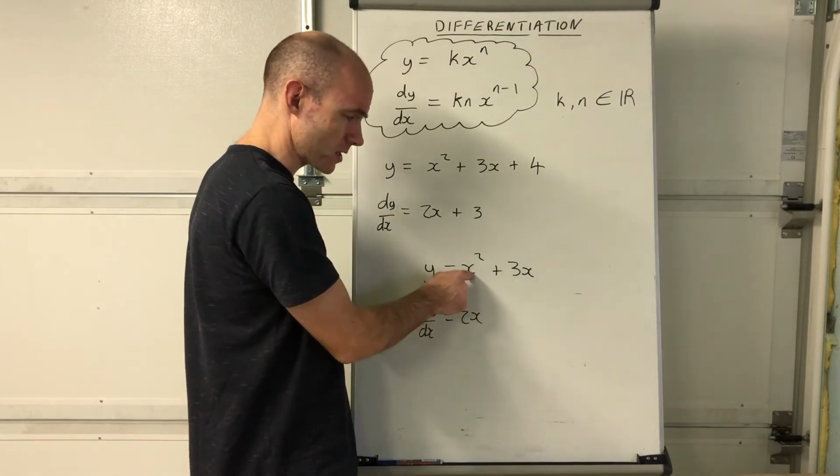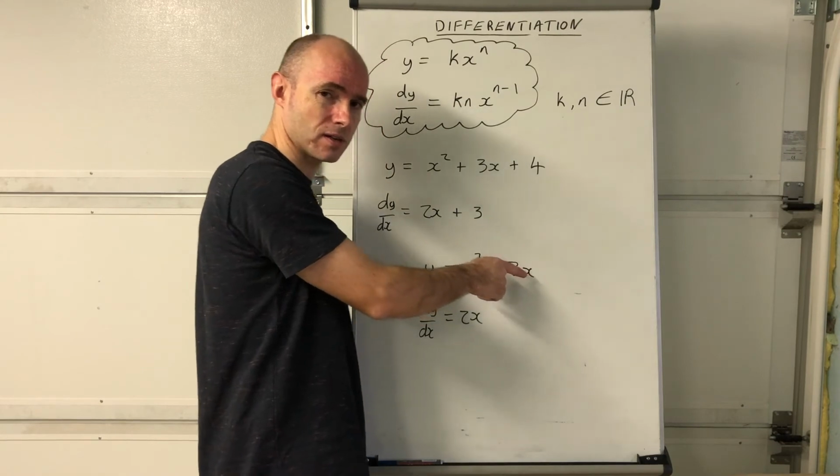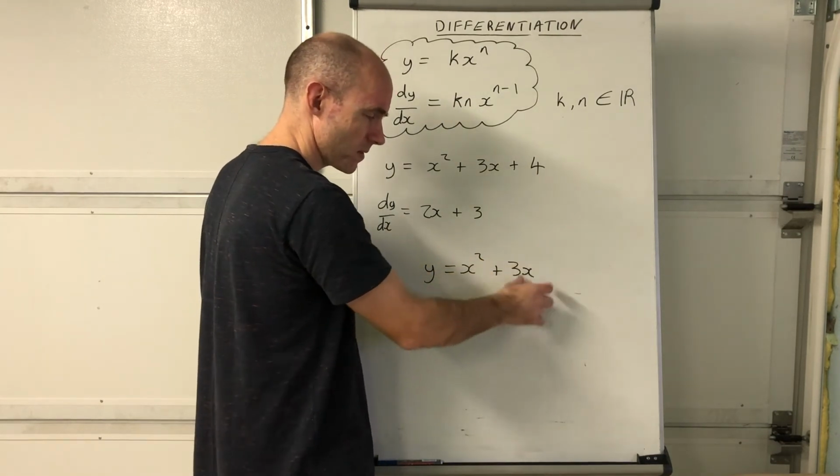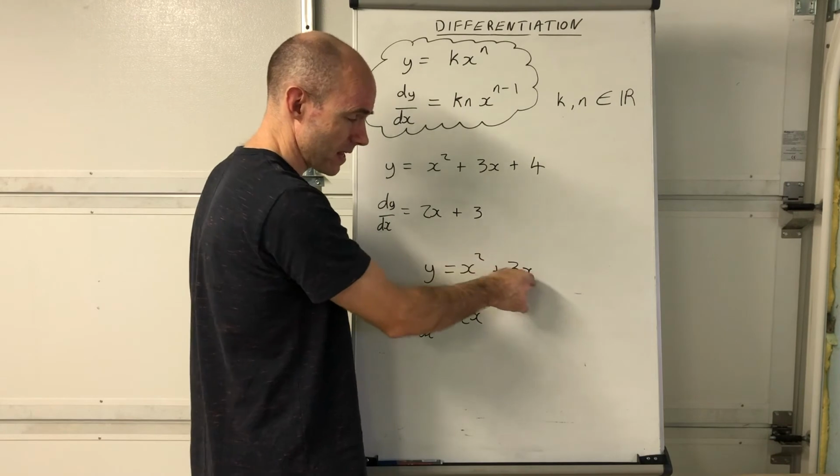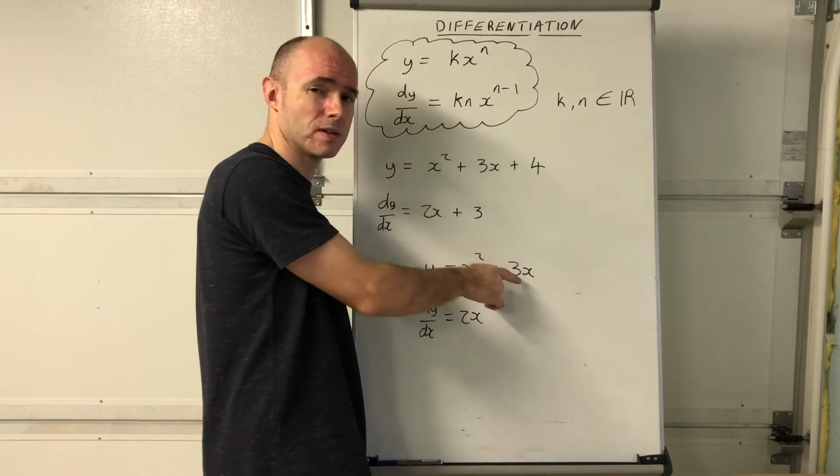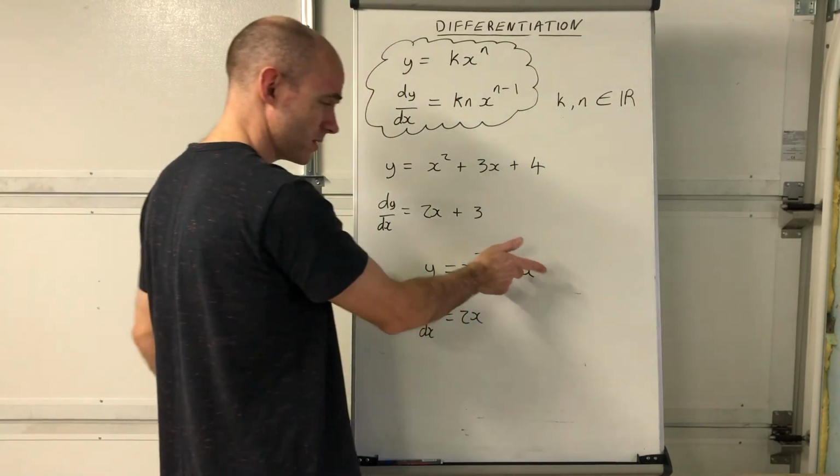How does the gradient of x squared change when you add 3x? The gradient changes by having this here differentiating to give you 3. So the gradient function is affected by having 3 there.